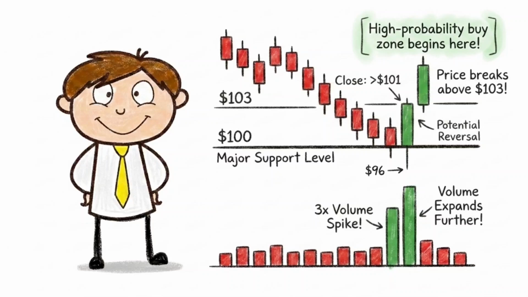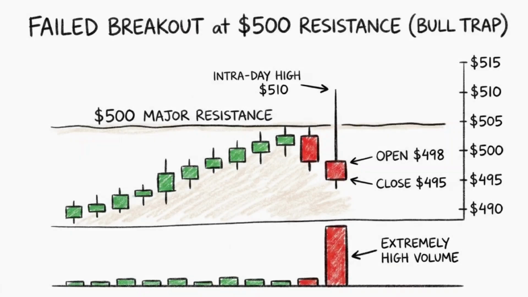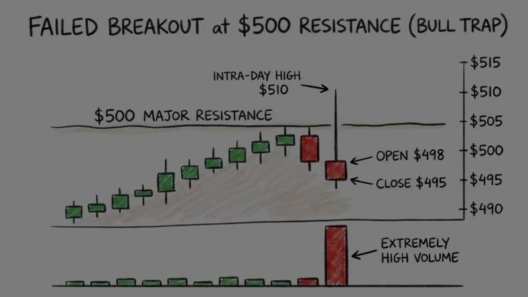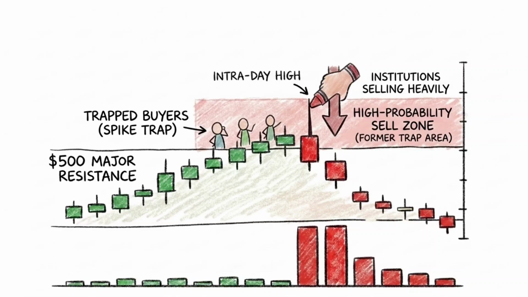The next day, price breaks above $103 and volume expands again. That's where a high-probability buy zone begins to form. Now flip the situation. A stock approaches major resistance at $500. Price breaks above it, reaching $510. Volume is extremely high, but by the close, price falls back to $495. That tells you everything. Buyers were trapped. Institutions sold heavily into that move, and that area often becomes a high-probability sell zone.